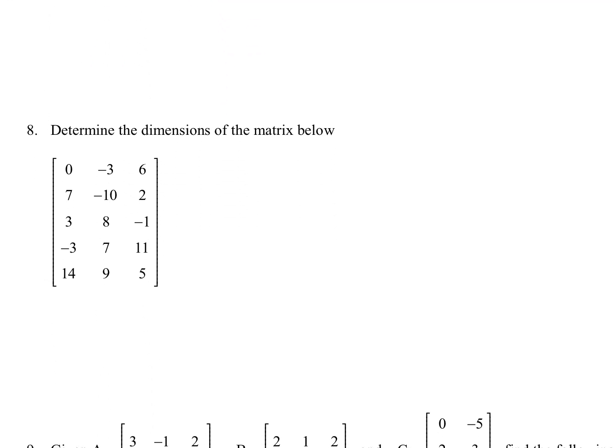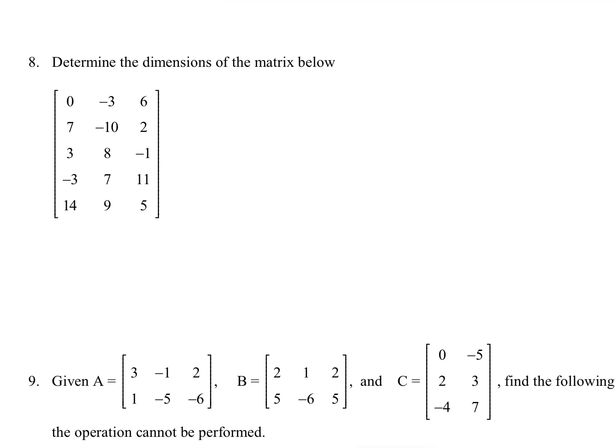For your next question, you're determining the dimensions for the matrix it's given. This is number 17 from your review. For this one, you have 1, 2, 3, 4, 5 rows by 1, 2, 3 columns. So it's a 5 by 3.